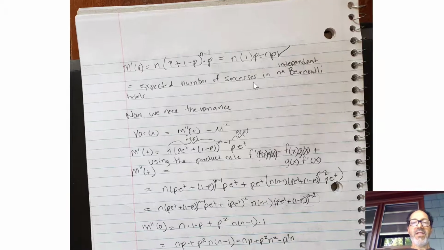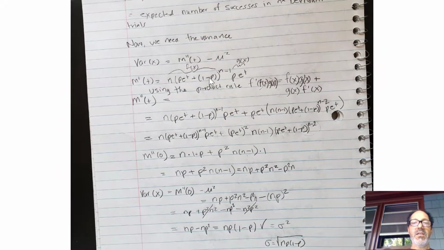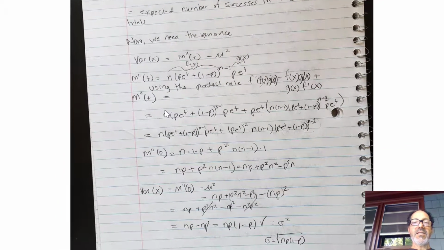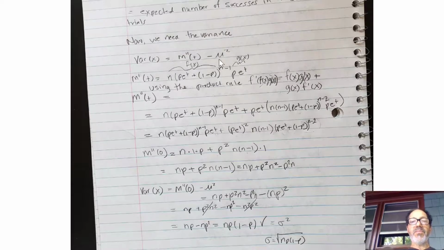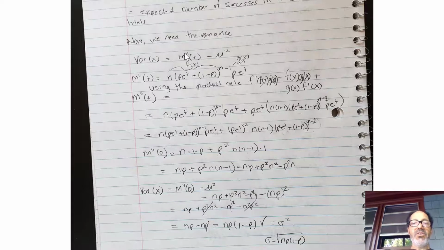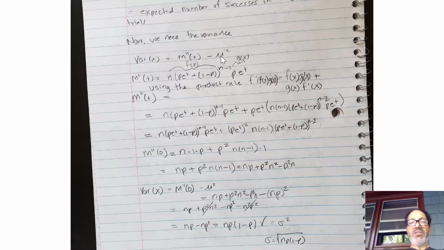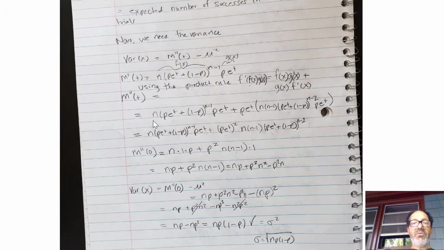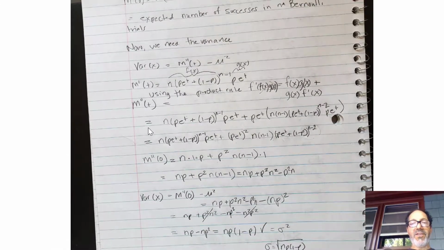We have to calculate the variance as well. The variance is the second derivative with respect to t minus the mean squared. We've got to remember that it's minus the mean squared. So we can go ahead and calculate the second derivative, but then at the end we have to subtract the mean squared. We take the first derivative, and then we do the second derivative.